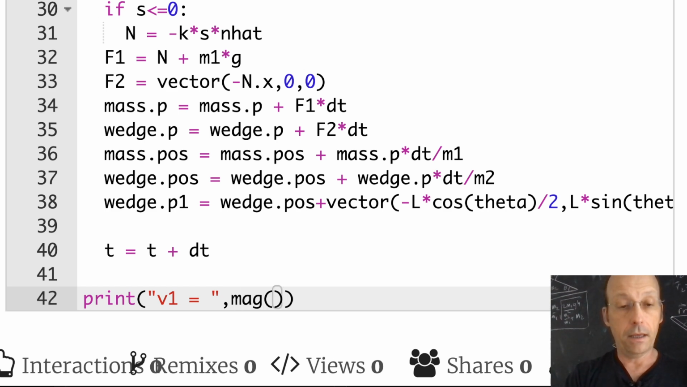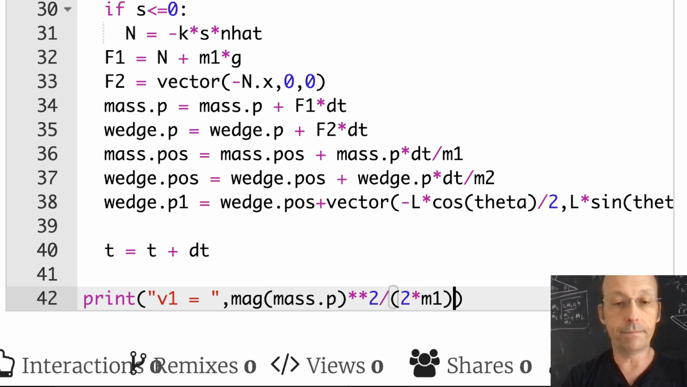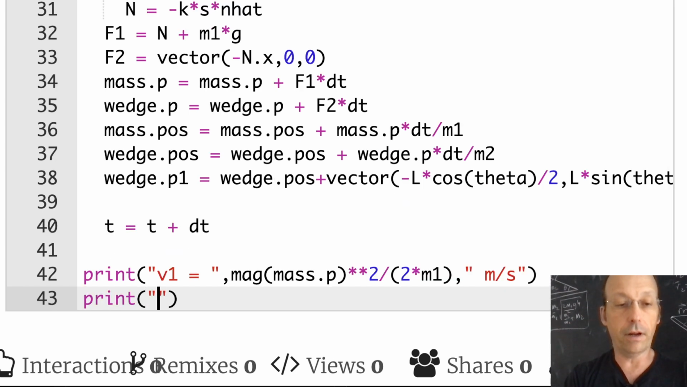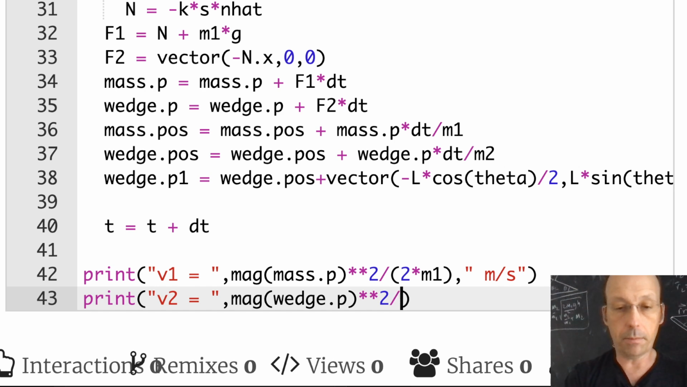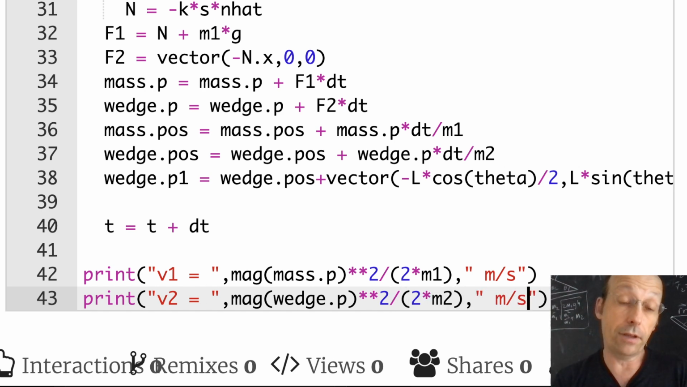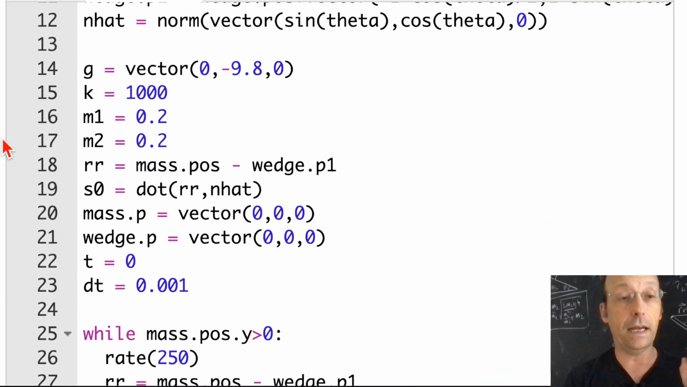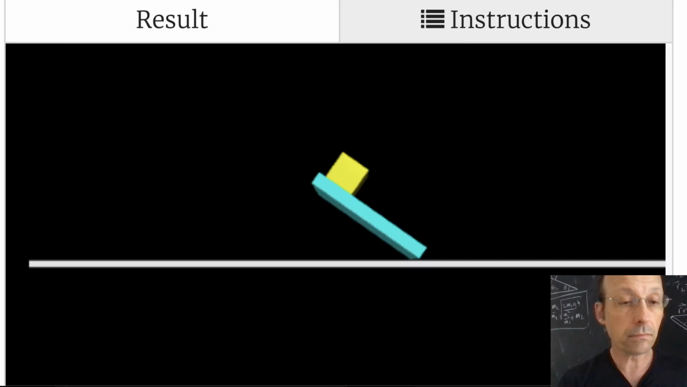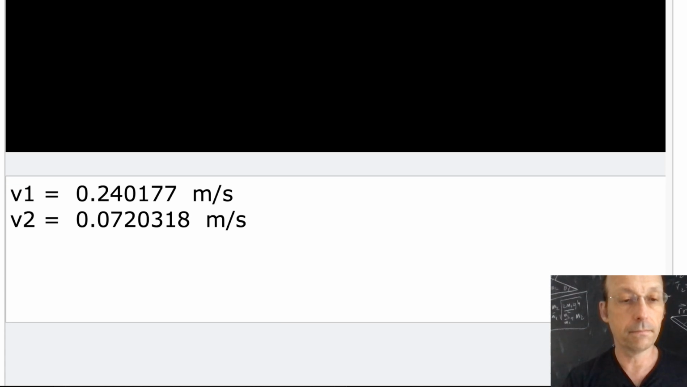Mass.p squared divided by 2 times m1, and that's in meters per second. And then print, this is the theoretical, V2, this is the experimental, mag wedge.p squared divided by 2 times m2, in meters per second. And now they should be the same, right? Because they're the same mass. Let's just run that and then we'll calculate the theoretical. They're not the same.